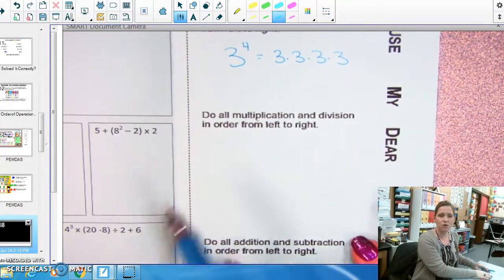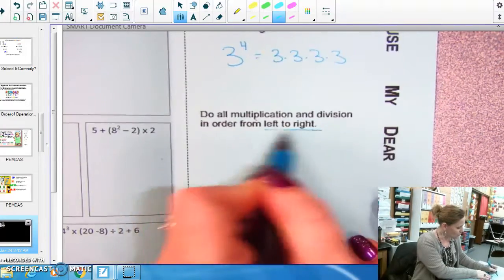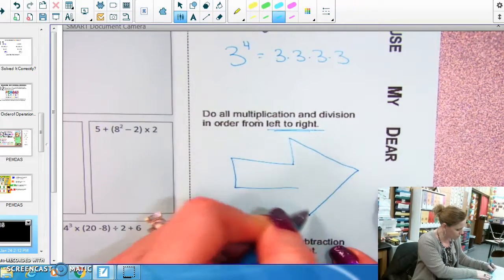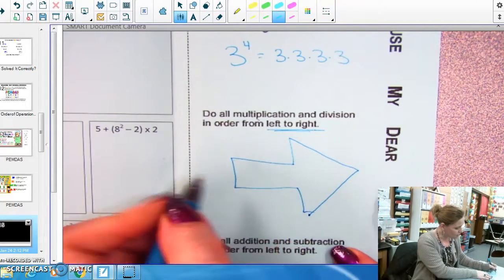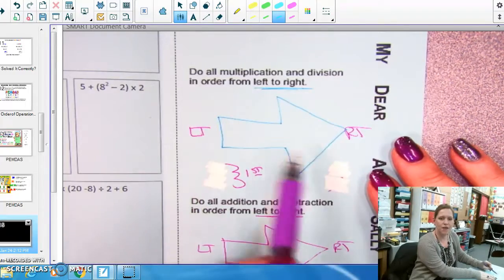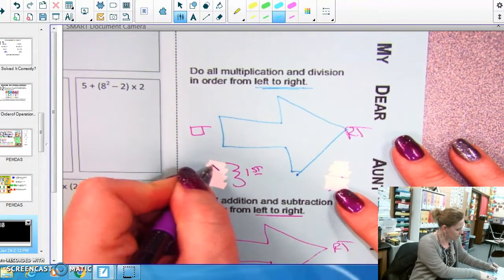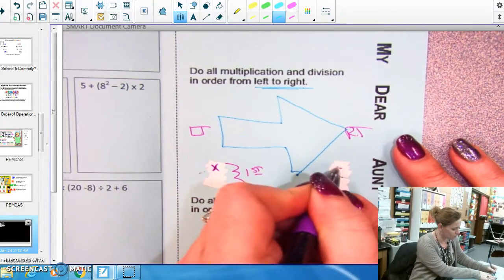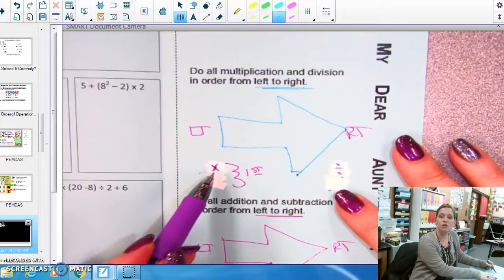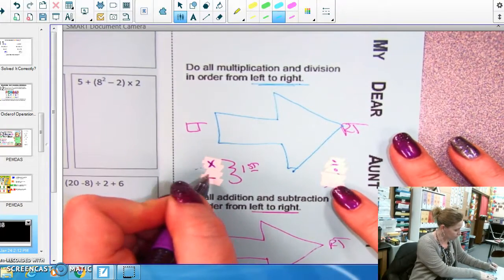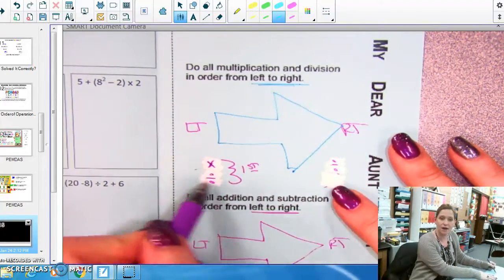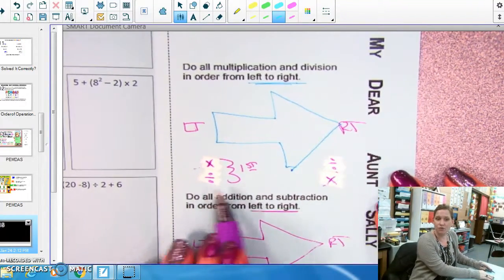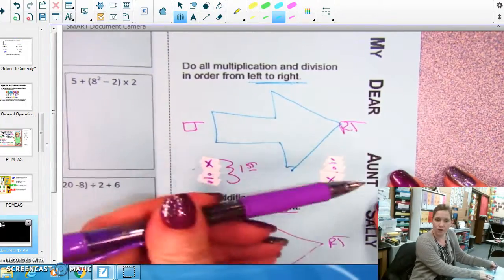And then the next one, do all multiplication and division from left to right. If you want to make a nice big arrow here, just to remind you that this is the direction you always look, from left to right. So if we see multiplication in the problem first as we're reading from left to right, and division is further along the way, we would do multiplication first. The same thing, if we saw division on the left hand side of the problem and multiplication later on, we would do multiplication last, division first. Whatever is first as you're working from left to right.